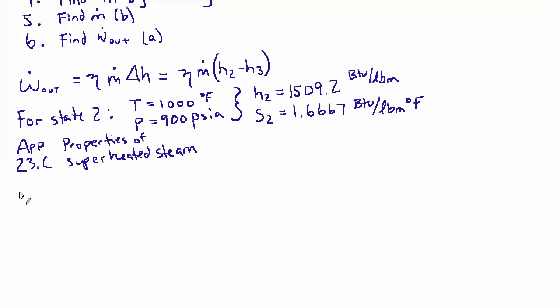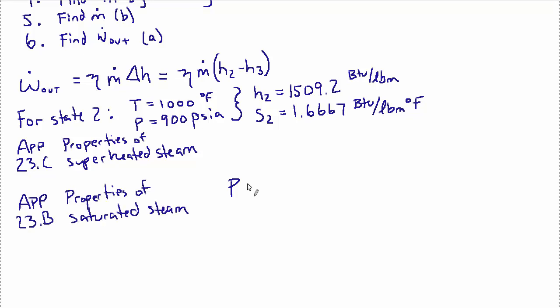We're going to make the assumption it's a saturated mixture, and we're going to use appendix 23b, properties of saturated steam. So we know the pressure is 2 psia, and we know the entropy is the same as it was at state 2. So if I go to the saturated steam table and I look at the one that's listed by pressure, I can find the different enthalpy values and the different entropy values for the mixture, and it's listed as follows.